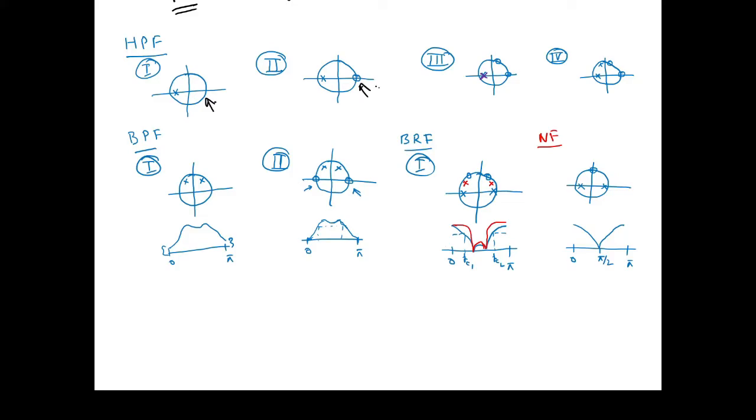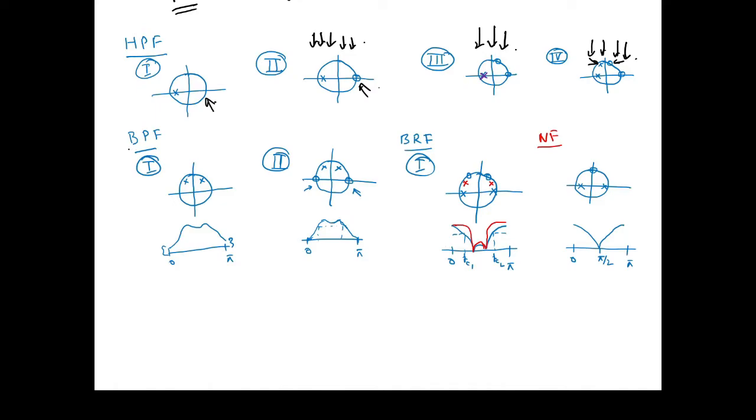Place a zero. Again, if you look from here, what type of filter is it? Again, it is a high pass filter. If you look over here, it is again a high pass filter. The placement of the zeros and the poles which are nearer to a specific frequency component will allow you to control the cutoff frequency of the filter in a much better manner. Okay, over here also.